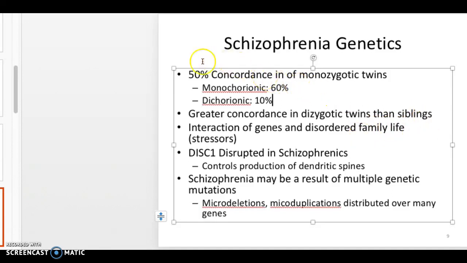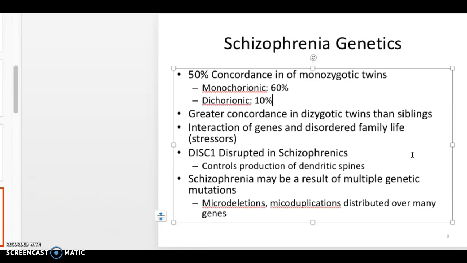But this is really carried by prenatal environment. If they're sharing the same womb, basically, you have monochorionic, which is basically sharing the same sac, and dichorionic, which is where they're separated. You see that concordance rate goes up for the mono and down for the di. You also see this with dizygotic twins who are sharing the same fetal environment but don't necessarily have the same DNA; it is higher than for siblings who have the same amount of DNA as dizygotic twins but are born at different times. So we know there's an interaction of genes and disordered family life, so multiple stressors.